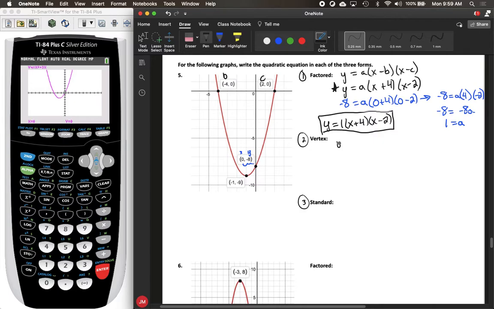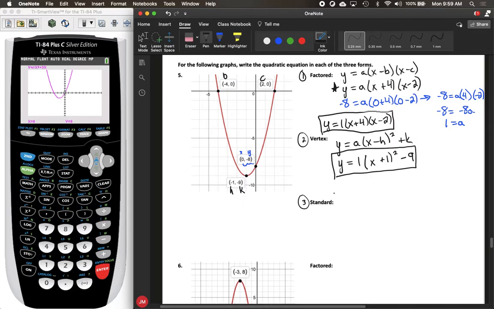So for vertex, we're going to have y equals a(x minus h) squared plus k. So to write those in, we have y is equal to, we now know that a is 1. Remember that h is the x value for your vertex, k is the y value. So you'd have x minus negative 1, so x plus 1 squared, minus 9 for k, and here would be your vertex form for this graph.